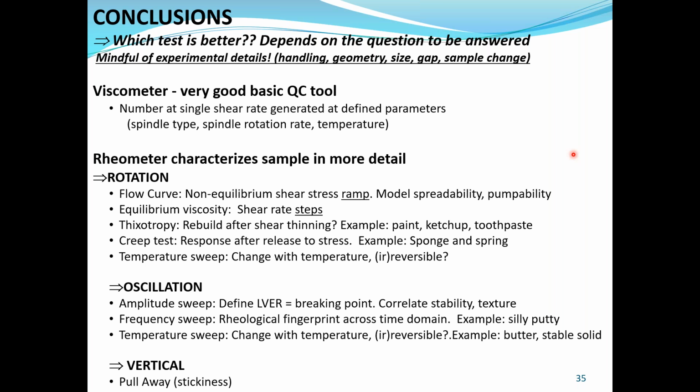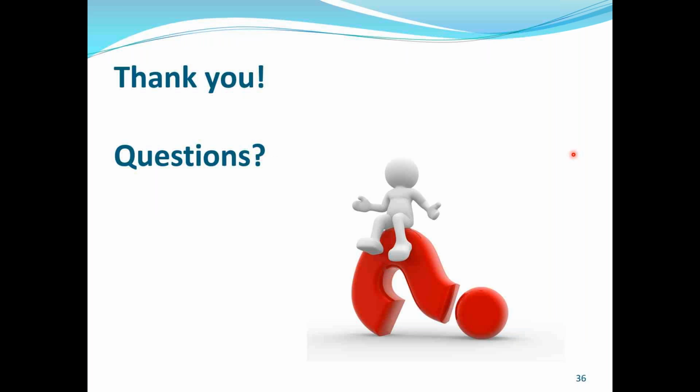As well, we looked at temperature sweep. So we're getting reversible or irreversible rheological changes as we change temperature over time. The example of that was the butter, generating a more stable material. And we also talked about the vertical or pull-away study to correlate with stickiness. And with that, I thank you for your time, and I'll be happy to answer some questions.